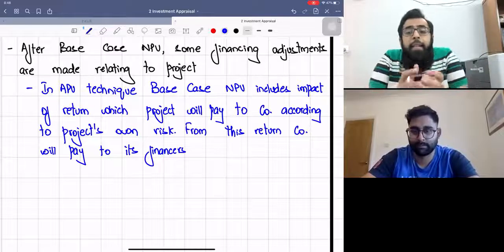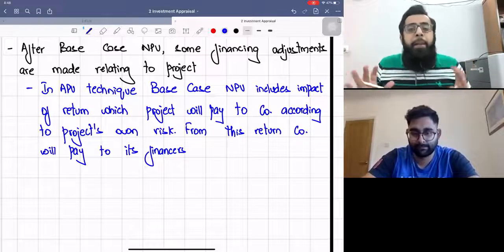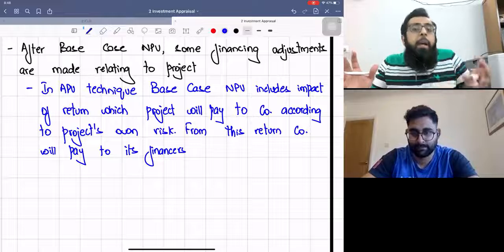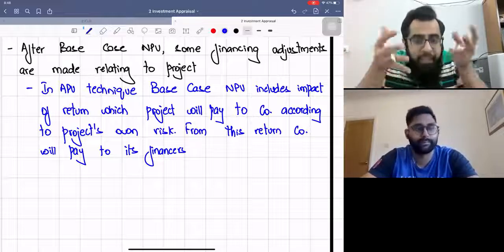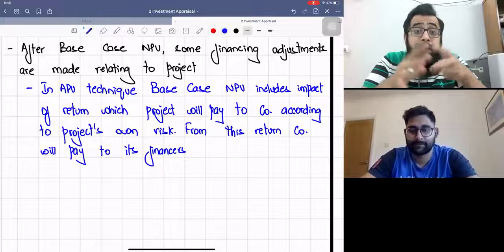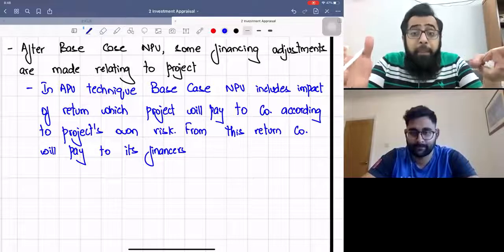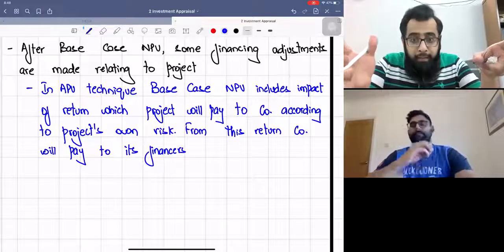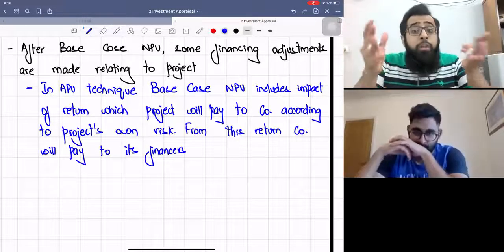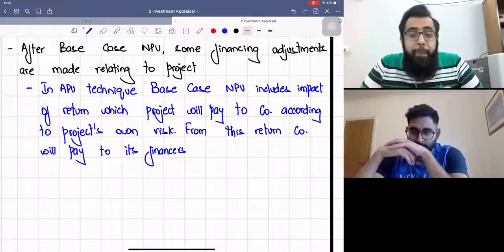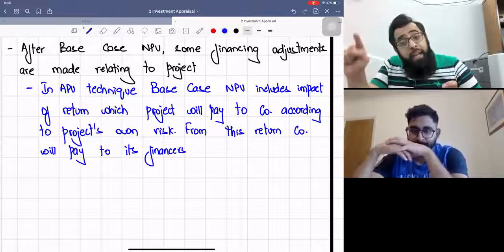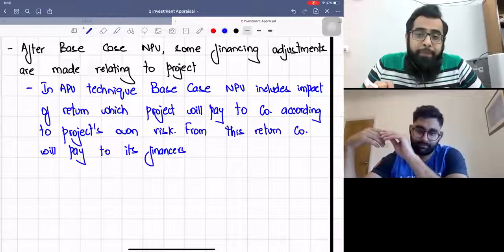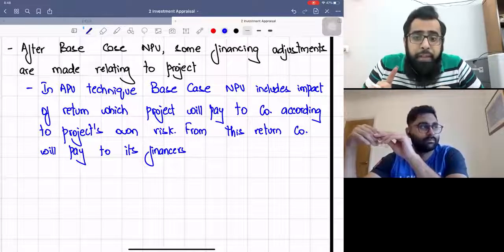So the APV technique is based on the separate entity concept. The company is separate and the project is separate. Despite the project being part of the company, the APV technique says to consider both of them separately. Got it. And it is a more logical technique of investment appraisal because in this way you get an evaluation which the entire market would have been doing. Are you getting the point?